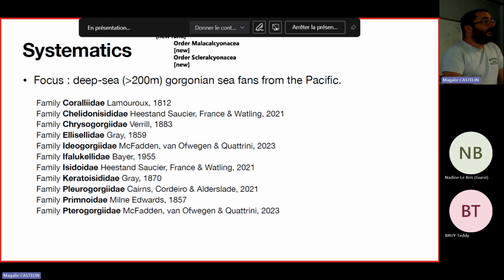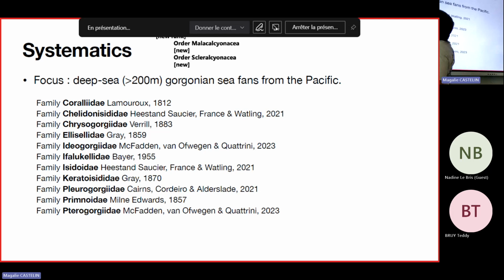And since there are many of these families, and some of them are typically shallow, some of them are restricted to the Antarctic Ocean, for example, I made a subsample of these families to present to you today. These are listed here. And so these are families that are accepted today after the revision by Kathy McFadden and colleagues. And they are considered deep sea, occurring below 200 meters depth. And they have a hard skeletal axis. Okay, so they can be considered gorgonians, in opposition to soft corals.